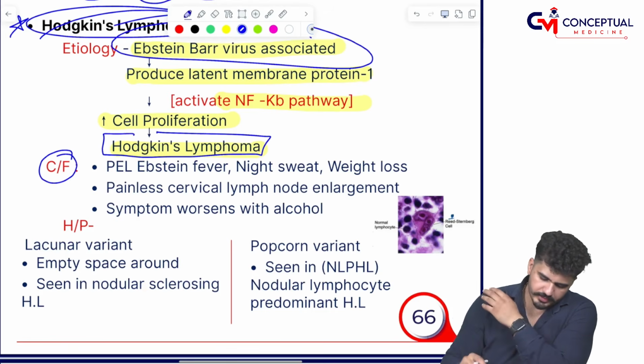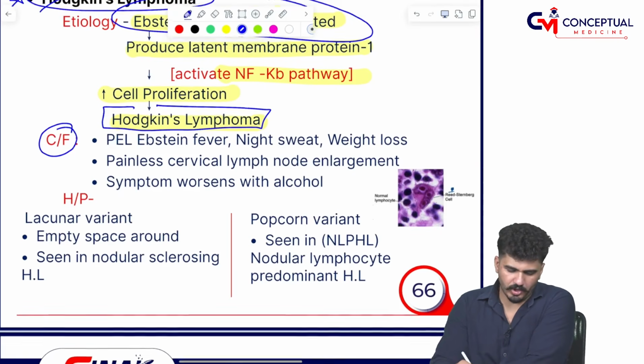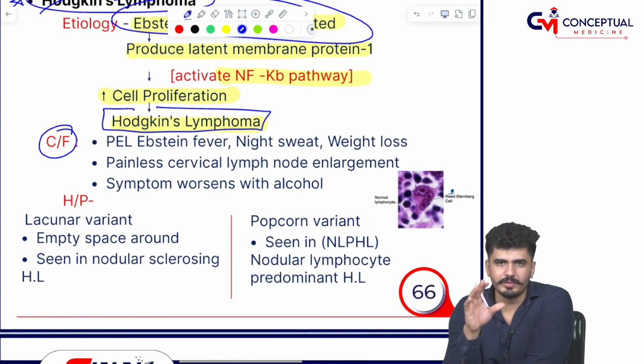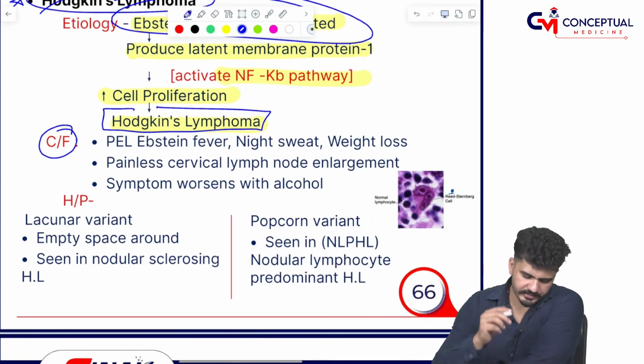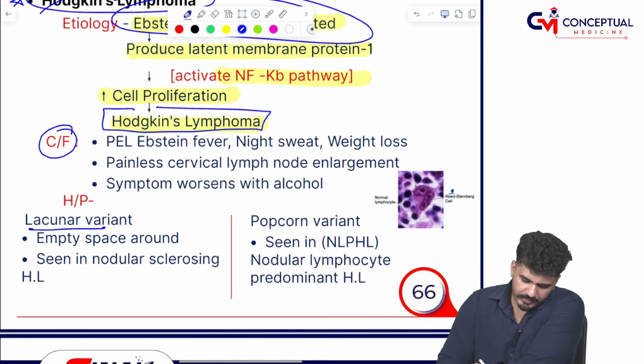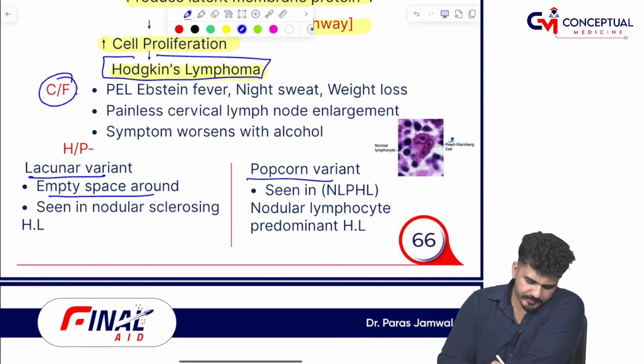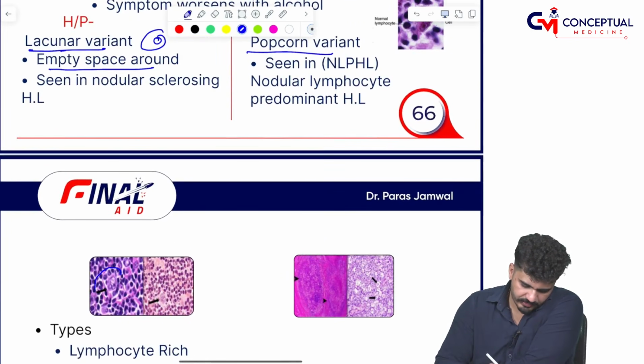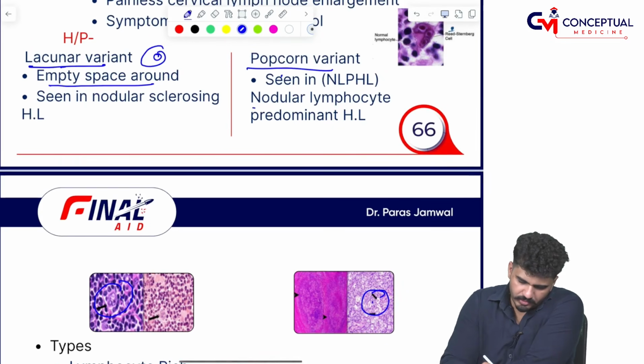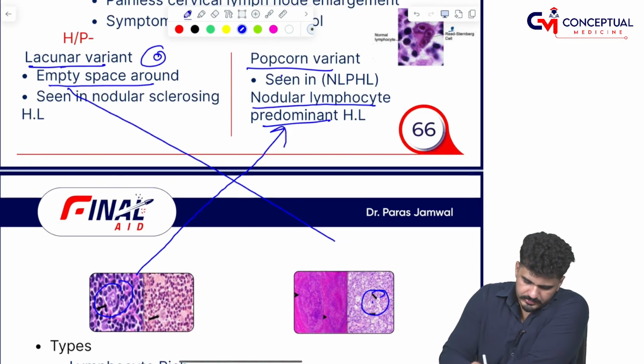Now you will see what on histopathological examination in Hodgkin's lymphoma and non-Hodgkin's, both you will see the Reed-Sternberg cells. Now lacunar variant and popcorn variant, two variants are there, sir. Lacuna means empty space around. You can see very good lacunar cells here. This is a lacunar cell. This is a popcorn cell. Popcorn variant is associated with nodular lymphocyte predominant Hodgkin's lymphoma. This is this, and this is this one, sir.